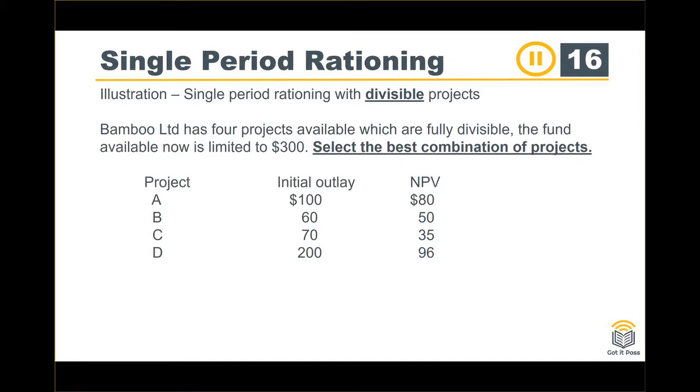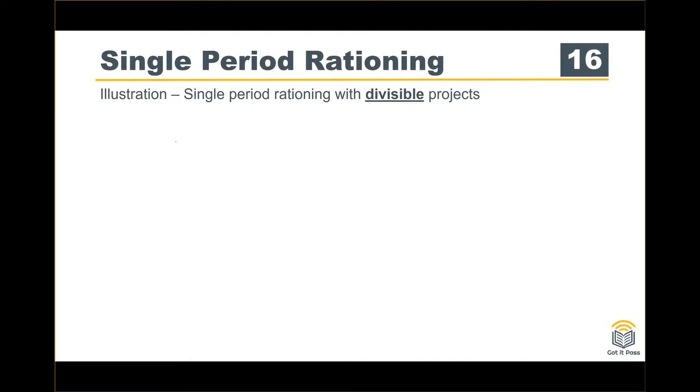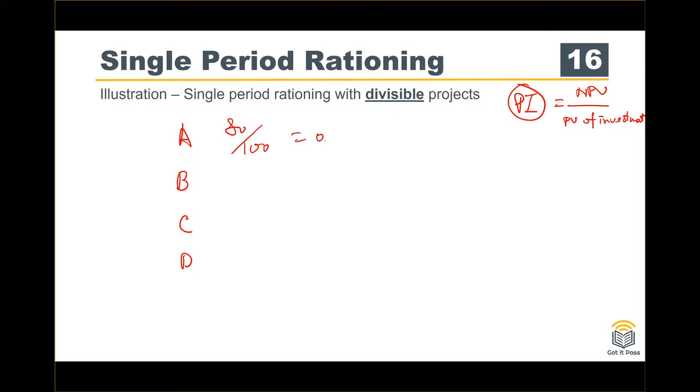We have projects A, B, C, and D, and we have the initial outlay and the NPV. So just remember the formula here. For projects A, B, C, D, we need to find the PI. For A, PI means the NPV excluding the initial investment, divided by the PV of investment. For project A, the NPV is $80, divided by the present value of investment, which is $100 for the initial investment. So the PI is 0.8.